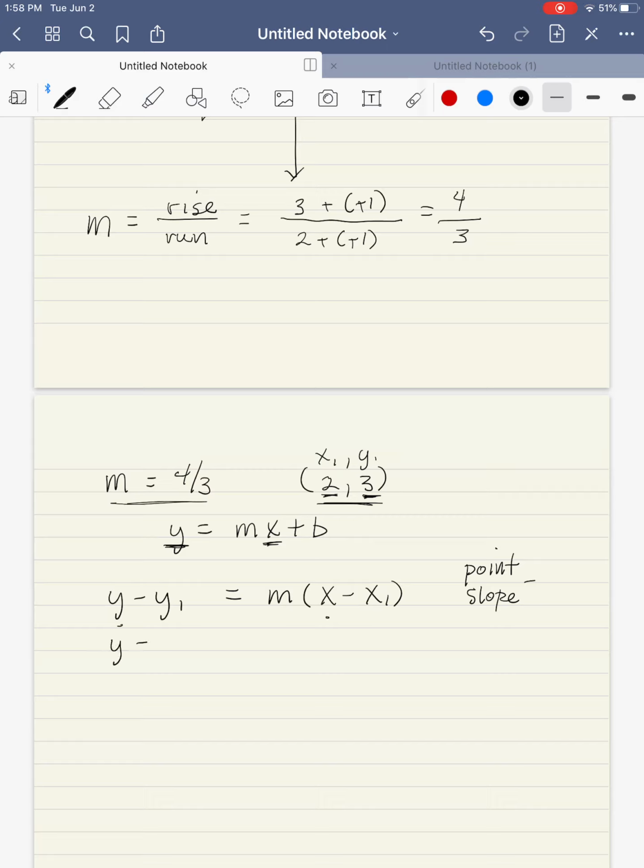So I can plug all of my numbers in, and I have y minus y1, which is 3. My m is 4/3, and x minus my x1 is 2. And then I can distribute the 4/3, then add the 3, and get y equals mx plus b form. Go ahead and pause the video and finish writing this equation.